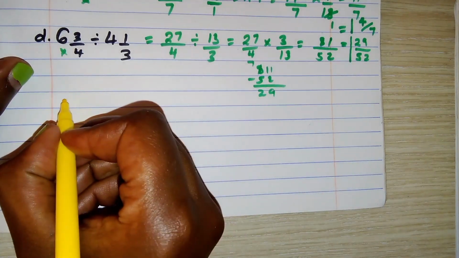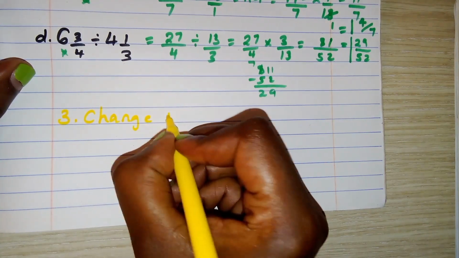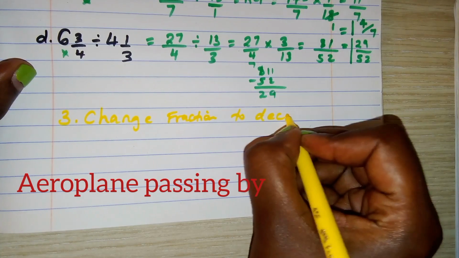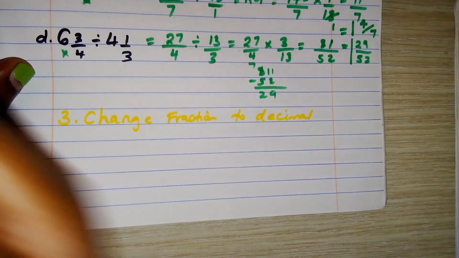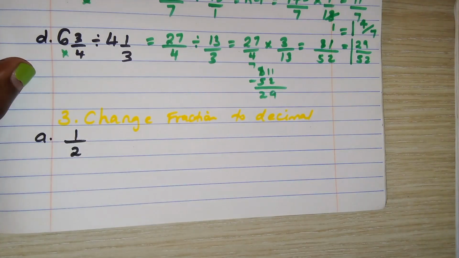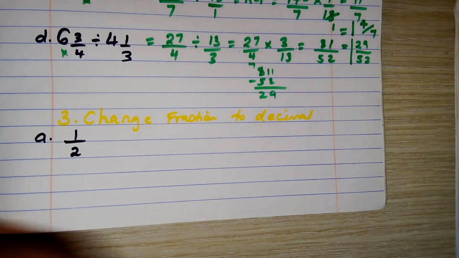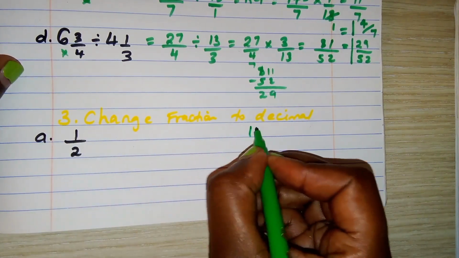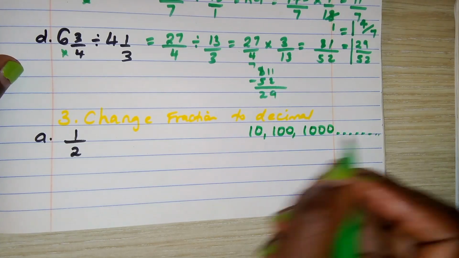Now on to the last topic. We want to change fraction to decimal. And this one I'm going to use two methods. So we have a 1 over 2. So the first method I'll use, it's either we change the 2 to a 10, 100, 1,000, and so forth.